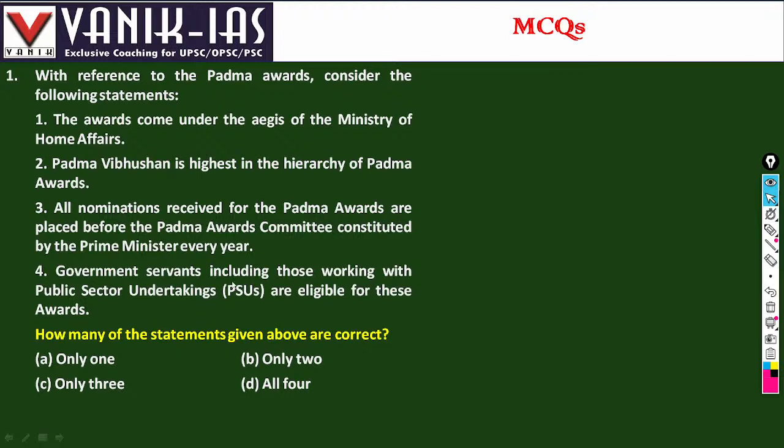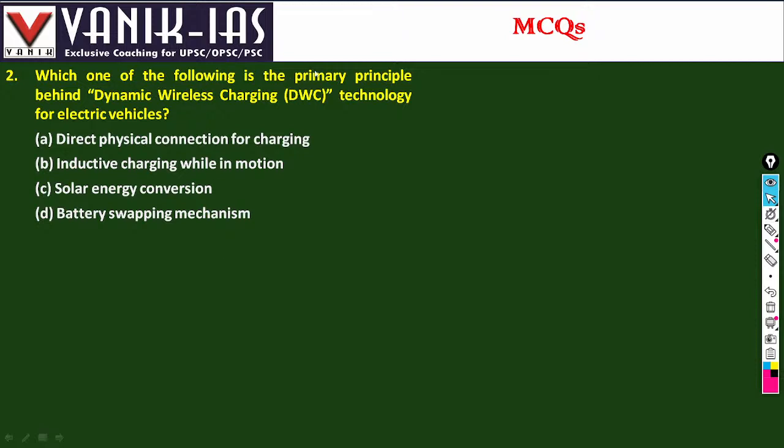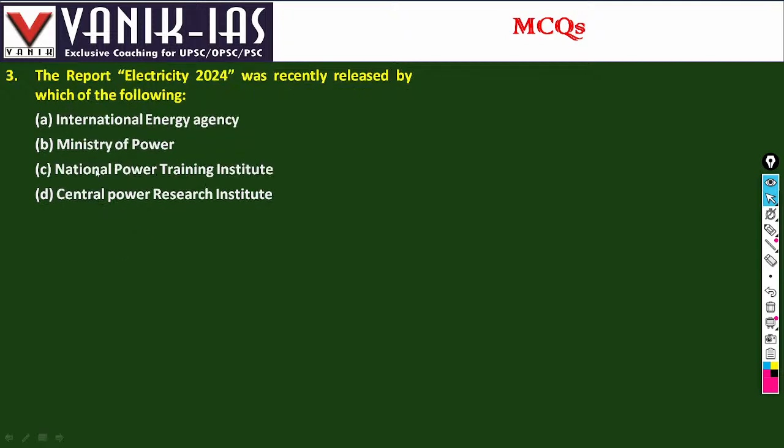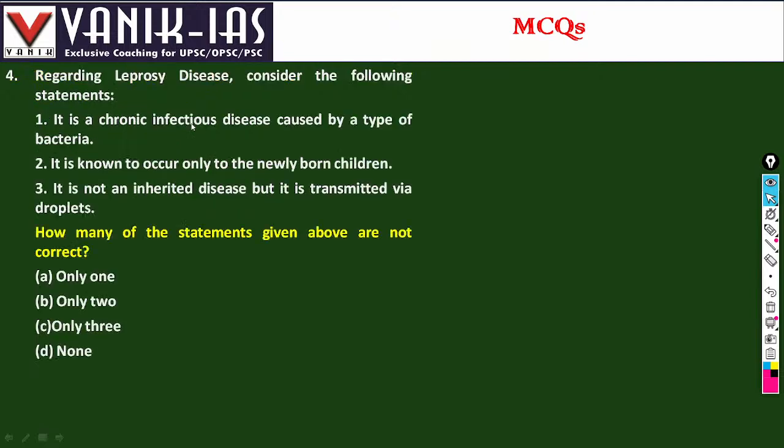Three are correct. Which of the following is the primary principle behind the Dynamic Wireless Charging, DWC, technology of electric vehicles? It is inductive charging while in motion. So while the vehicle is in motion, it will be inductive charging. The answer is B. The report Electricity 24 was recently released by which of the following? It was released by the International Energy Agency. So International Energy Agency, A.